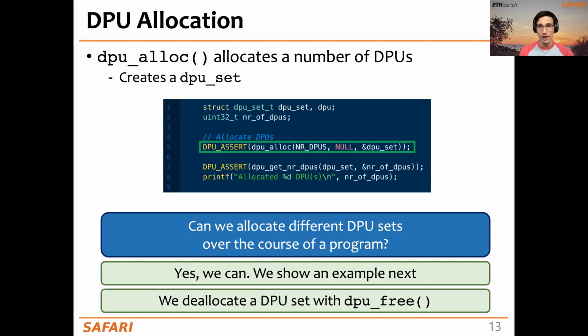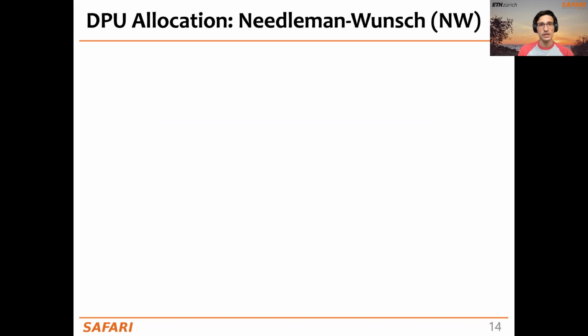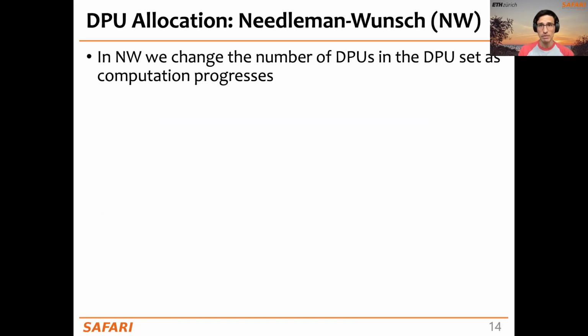But if we allocate multiple DPU sets over the course of a program, we may also want to deallocate them, and that's something that we do using dpu_free. But let's see this example. The example is Needleman-Wunsch. In Needleman-Wunsch, we have to change the number of DPUs in the DPU set as the computation progresses. Why is that?